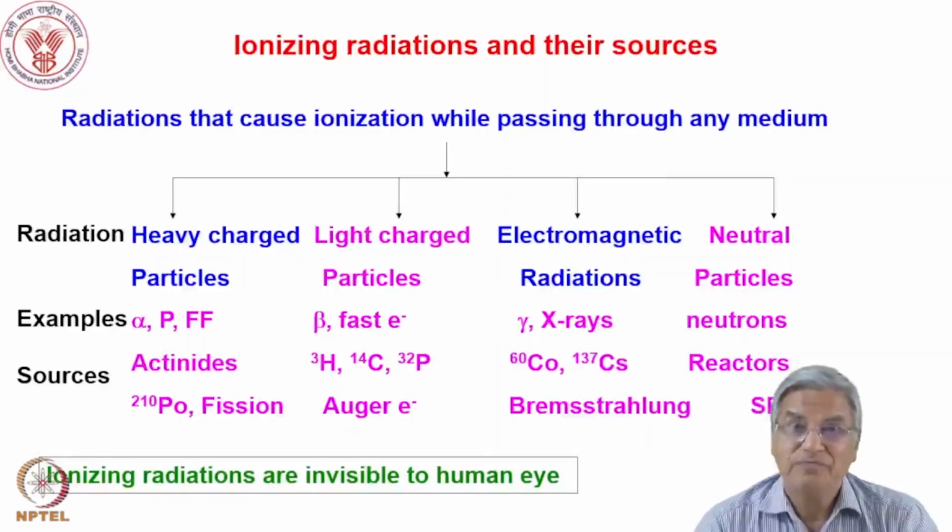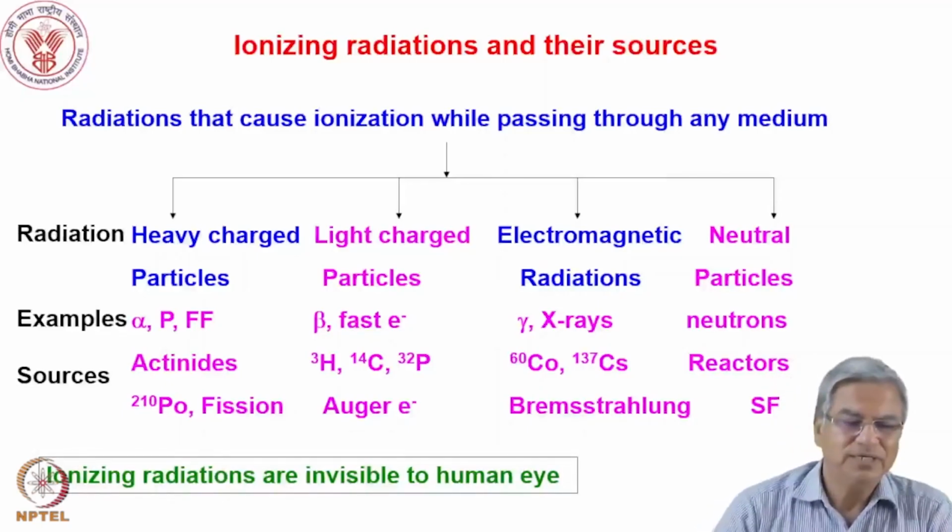These radiations are in fact invisible to the human eye, and so you require detectors if you want to detect these radiations. There are suitable detectors for this purpose. Before that, we can try to categorize them depending upon the type of interactions they undergo. So we will discuss the interactions based on the different types of radiations.